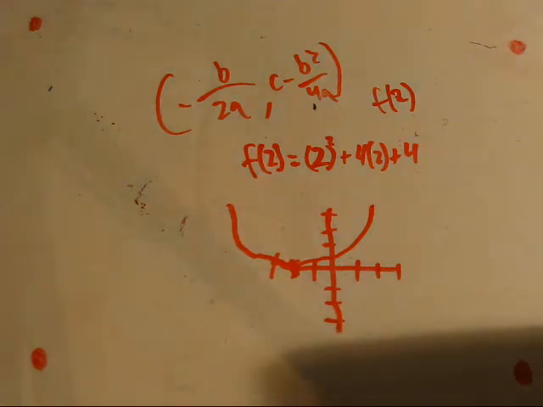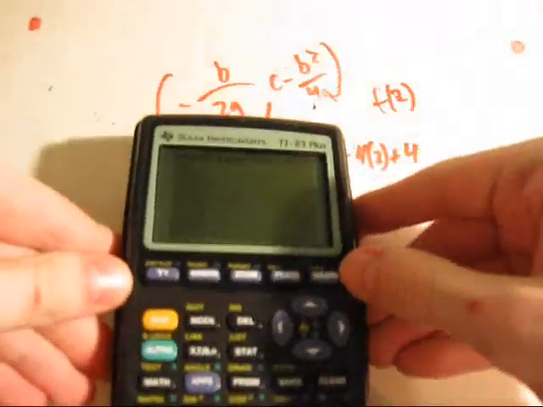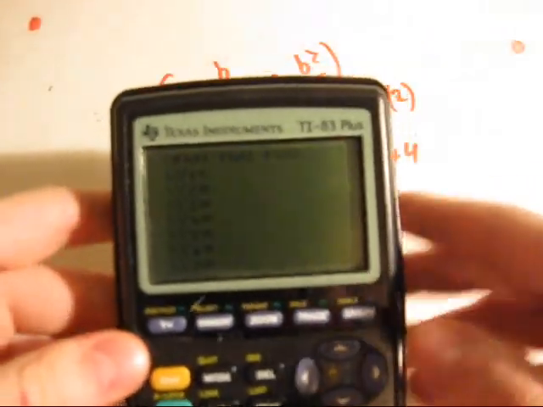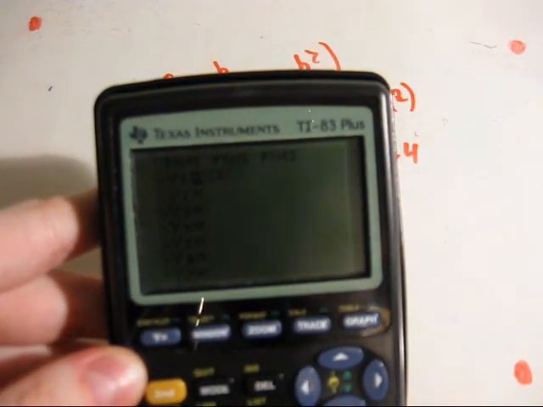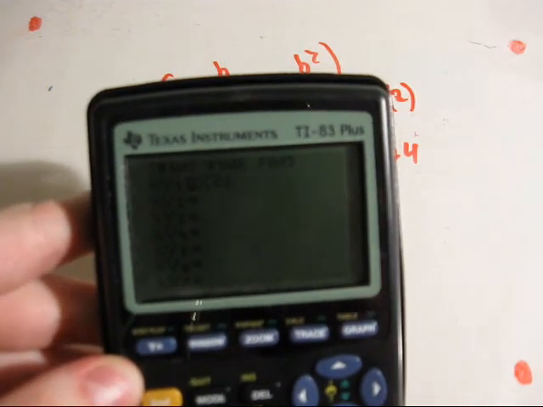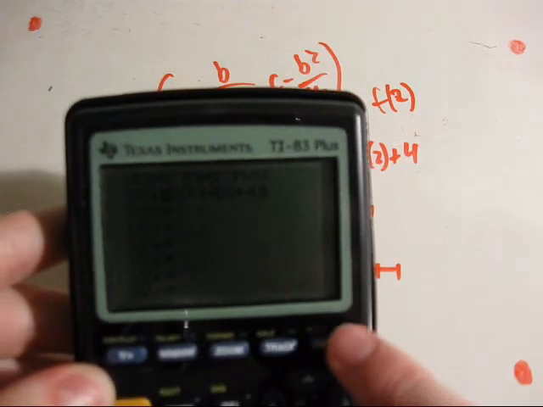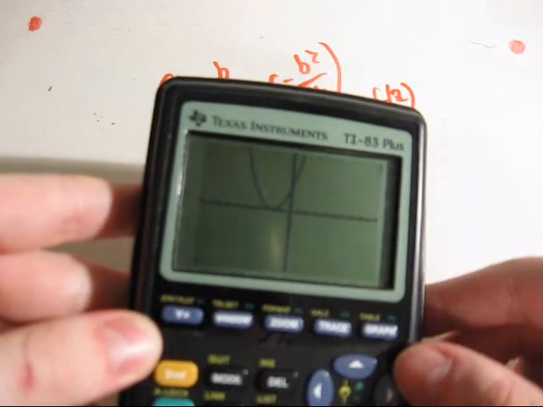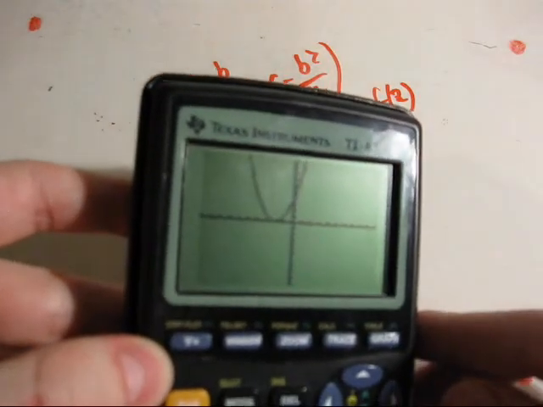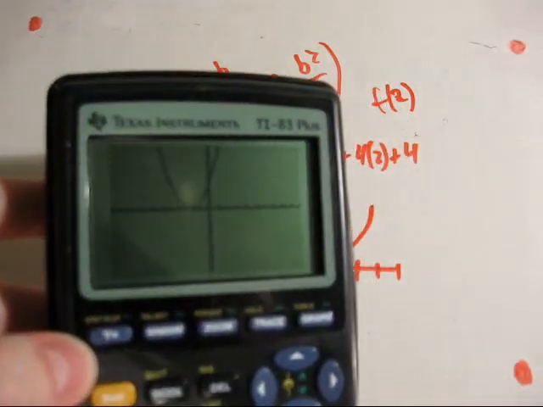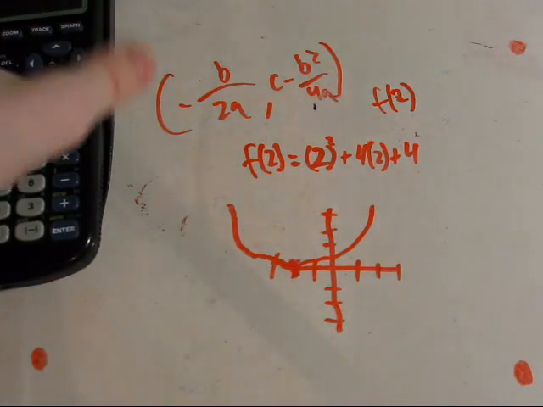And here is the graphing calculator version. If you were to put it in, let's put in x squared plus 4x plus 4. Okay, so I got my little drawn graph wrong, but as you will see, the vertex is located at negative 2, 0, which is just what we calculated.